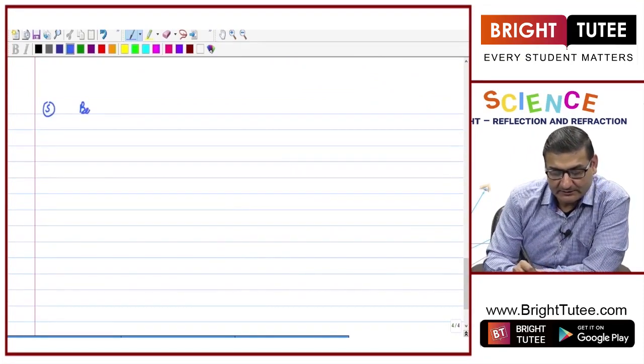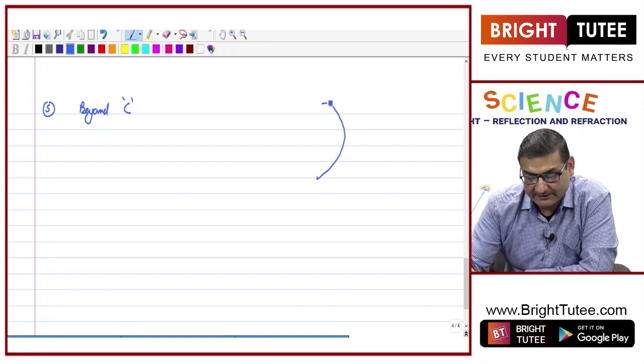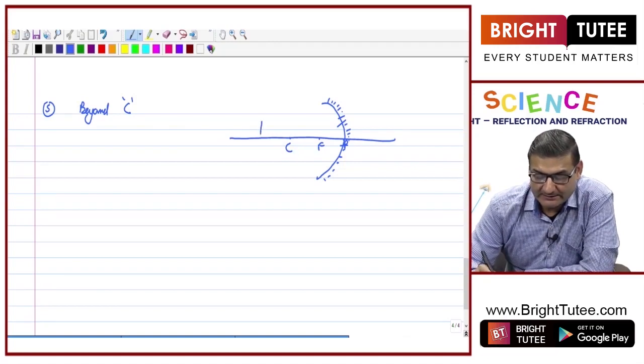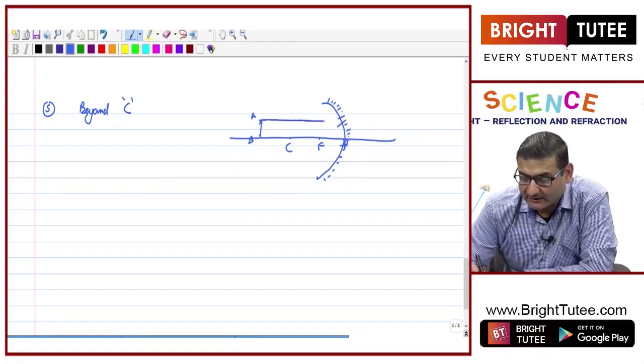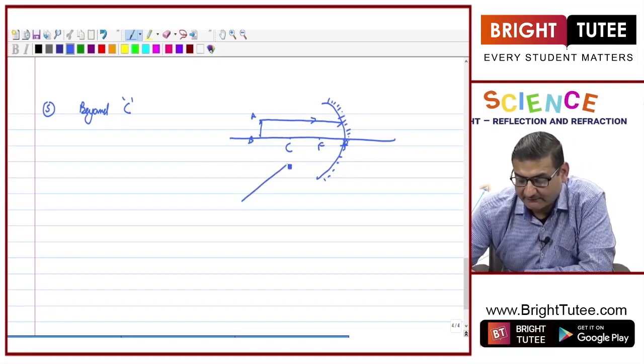Fifth position, now the object is moved further, it will be beyond C. This was our concave mirror. This is our principal axis going, this is P, this is F, this is C. Now, we are placing the object behind C, object AB. First ray of light once again going parallel to the principal axis, after striking it will pass through the focus.